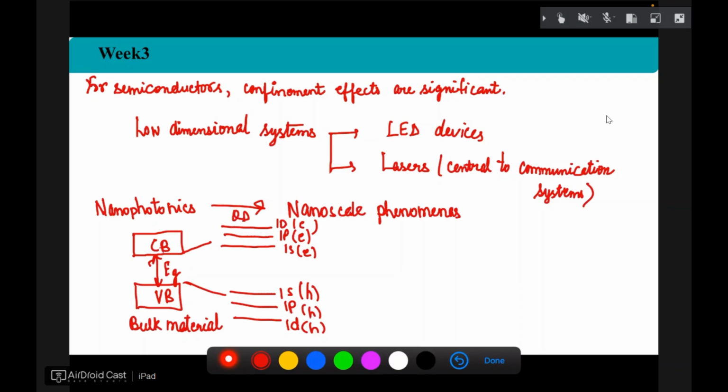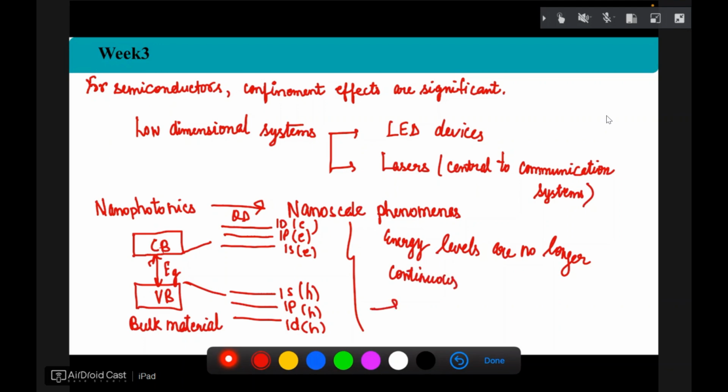I can consider this for quantum wires or quantum wells, where levels are discrete. So we can see that energy levels are no longer continuous. We have discrete energy levels. What does it mean? It means where we can use these quantum dots. Since we have discrete energy levels, we can have the emission at different wavelengths.